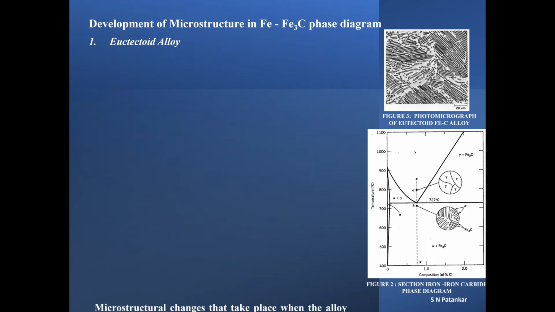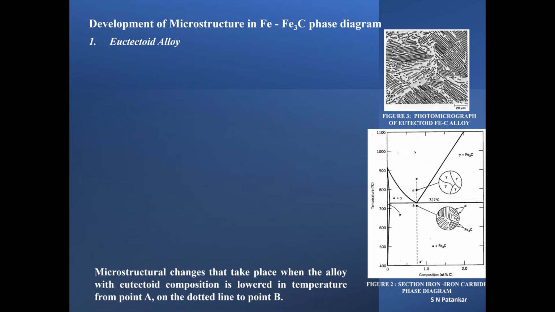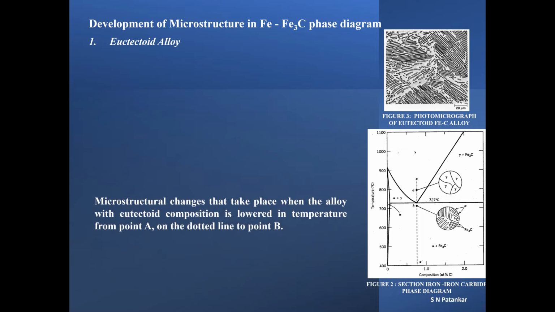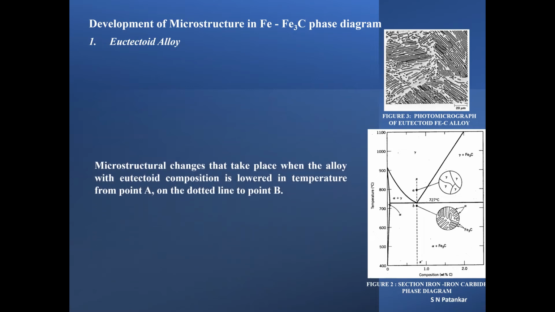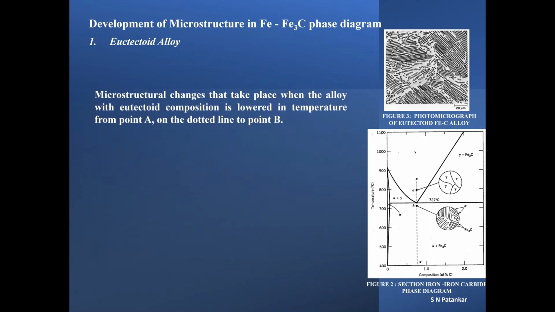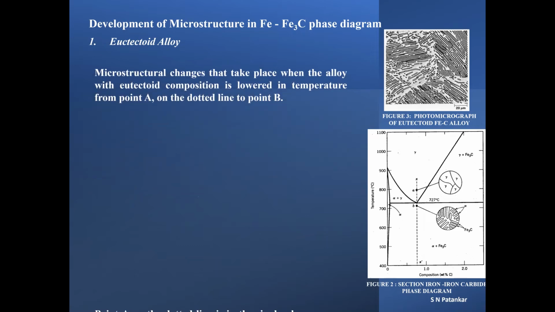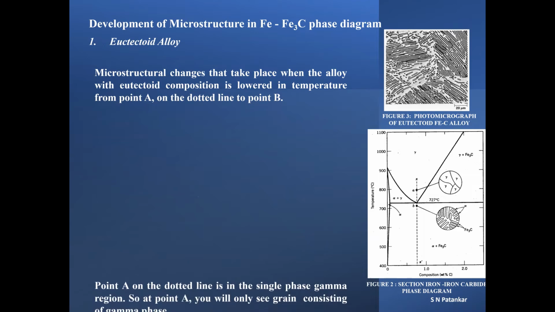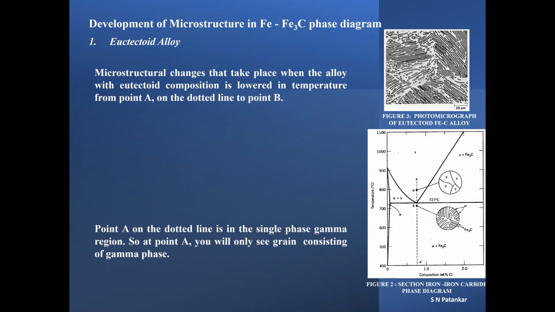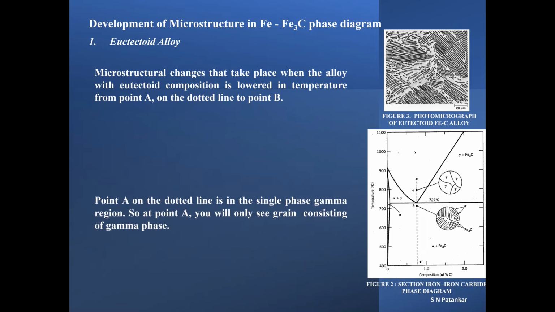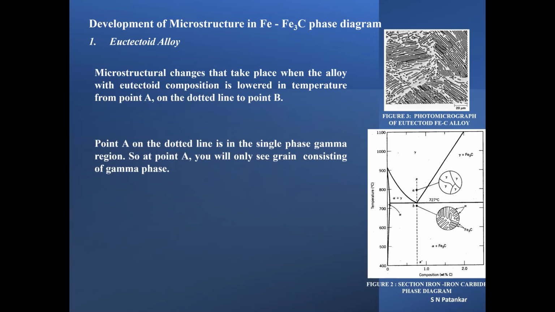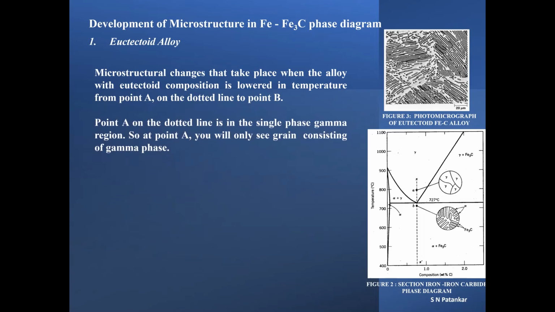We will now follow the microstructural changes that occur when iron-carbon alloys with three different compositions are cooled through the eutectoid temperature, 727 degrees C. We do that by first considering an iron-carbon alloy with eutectoid composition containing 0.73% carbon. Please pay attention to the vertical dotted line in figure 2 to understand the microstructural changes that take place when the alloy with eutectoid composition is lowered in temperature from point A, on the dotted line, to point B.